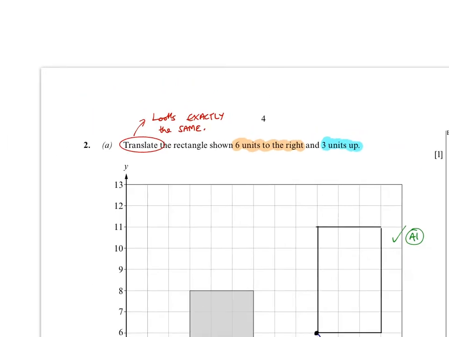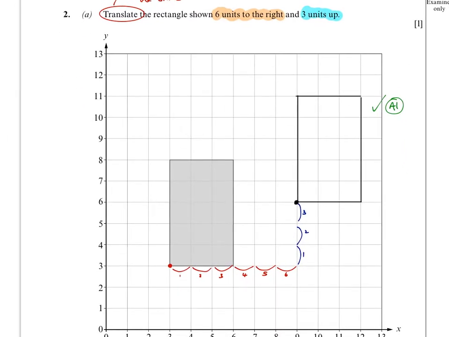It says move it 6 to the right and 3 up. The way that I do it is I pick a corner, and it does not matter which corner you pick. I picked the bottom left corner, you could pick any of them. Okay? I've counted 6 to the right, and then I've gone 3 up. So altogether, I've got that corner by there.